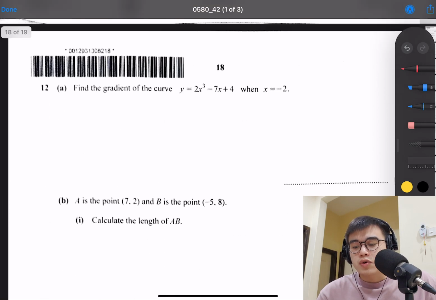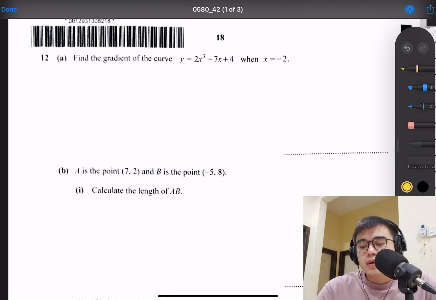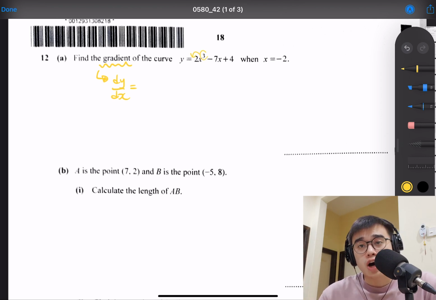Moving on to the last question. Find the gradient of the curve when x equals to negative 2. So for this, when they're asking for gradient, this is actually our new chapter here. By tracing the dy/dx value, basically you have to differentiate it, then you should be able to get the answer. The differentiation process involves taking out the powers to the front, and after each plucking out process, make sure you minus the power by 1.